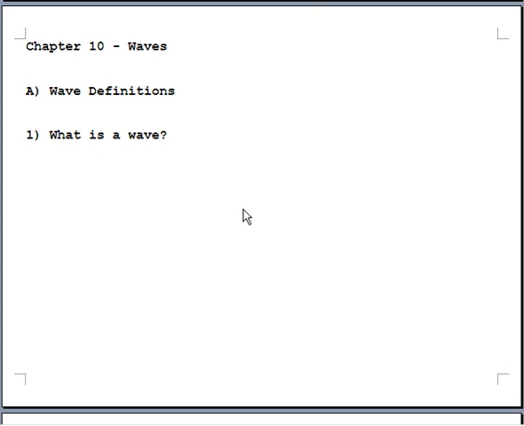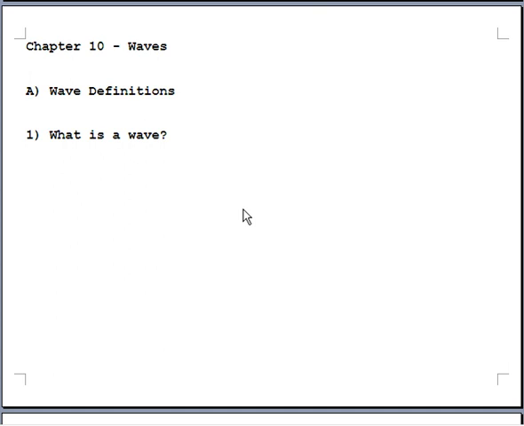Hey folks, welcome to chapter 10. We are going to spend a couple of lessons looking at waves. Talking about wave definitions to get us going. It's like, what are we looking at? What is a wave? We're not talking about waving at somebody or waving goodbye.